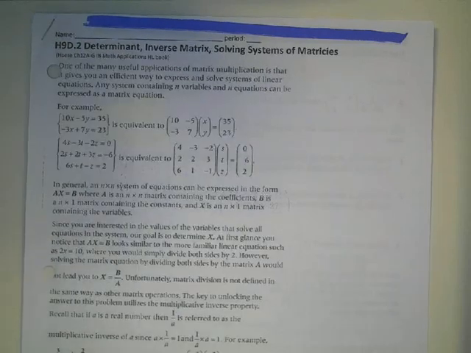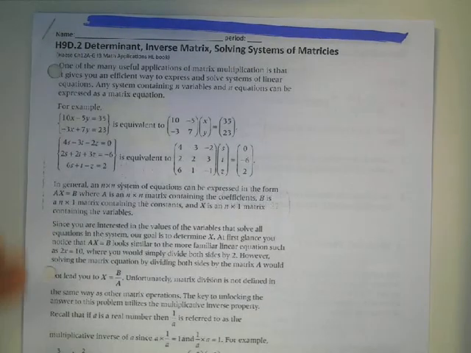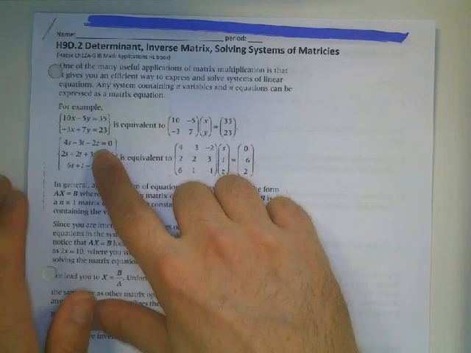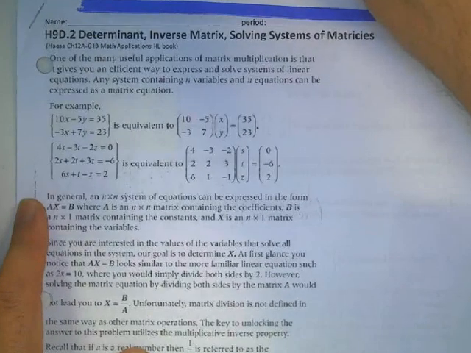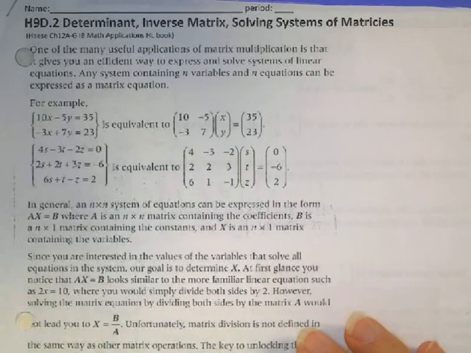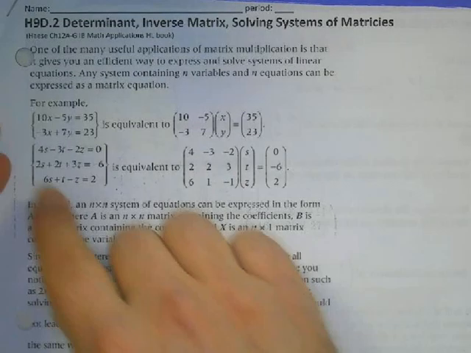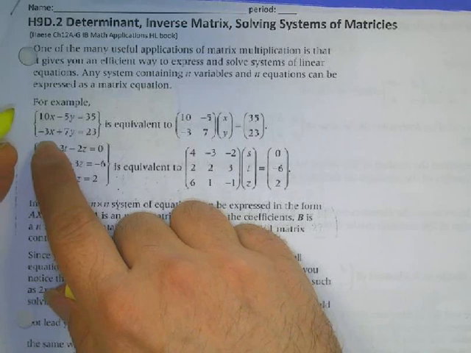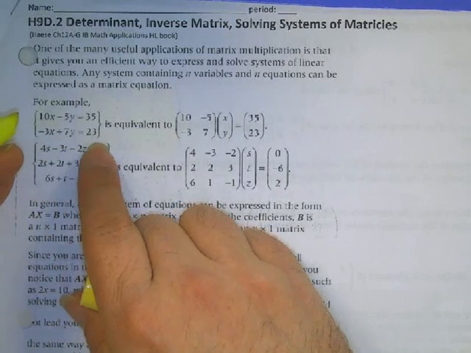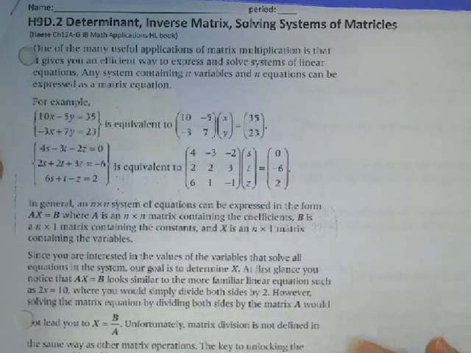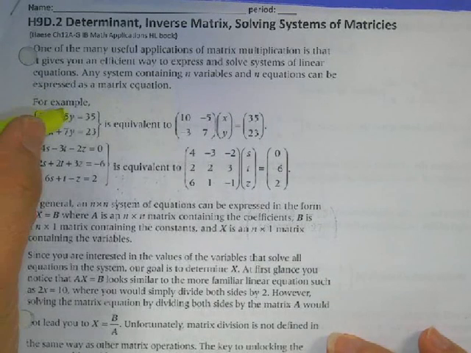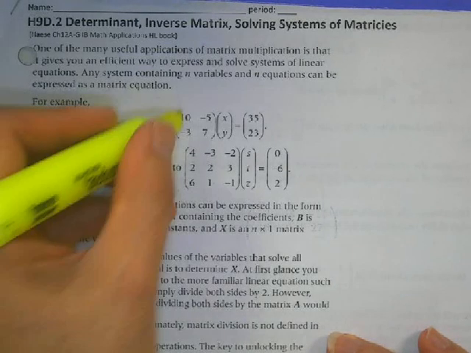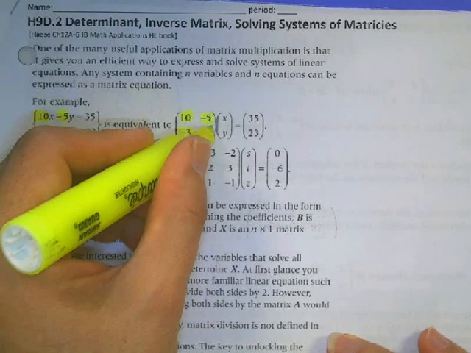Okay, so the first part here is just a bunch of stuff to read, but this is important, what they show right here in these two examples. What they show is that if I've got a system of equations, 10x minus 5y equals 35, minus 3x plus 7y equals 23. In Algebra 1 or Algebra 2, you would have used substitution or elimination to solve this, or graphing even. But instead, we can solve this using matrices.